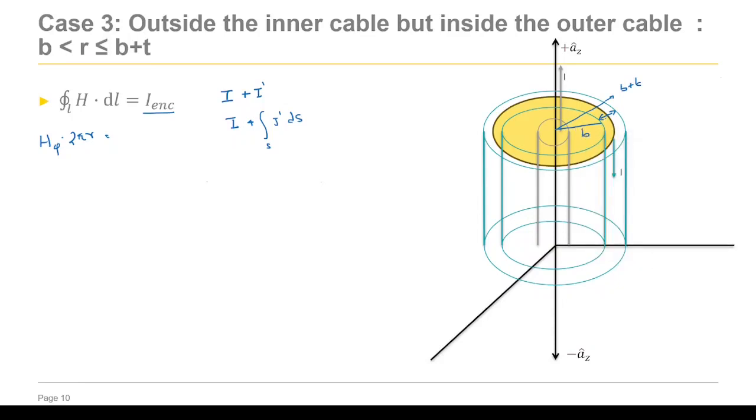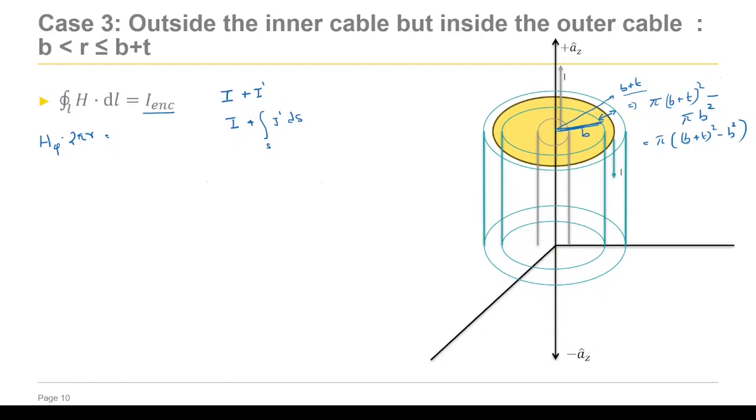So the area of the outer conductor is going to be the outermost area, being pi times (b plus t) the whole squared, minus this area here being pi b squared. Or in turn, the area of the outer cable is going to be pi times (b plus t) the whole squared minus b squared.